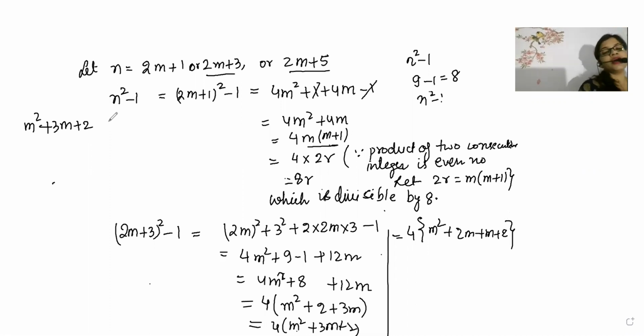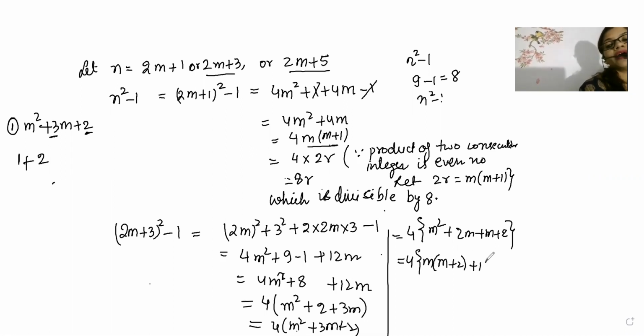Now you have to see here the coefficient of m. What is the coefficient of m here? Nothing written means 1. And the constant is 2. Now arrange these two in such a way that you can get 3, and the best way is to add. Now this will become m square plus 2m plus m. So now take m common, it will become m plus 2 and 1 times m plus 2.